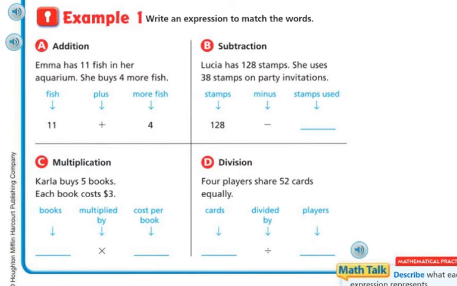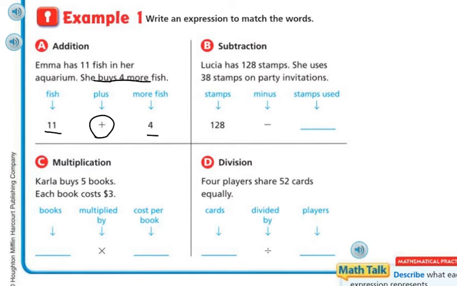Example 1, write an expression to match the words. So in A, it says addition. Emma has 11 fish in her aquarium. She buys 4 more fish. So we have 11 and the 4 more fish, and it's the plus sign because it says she buys 4 more fish.